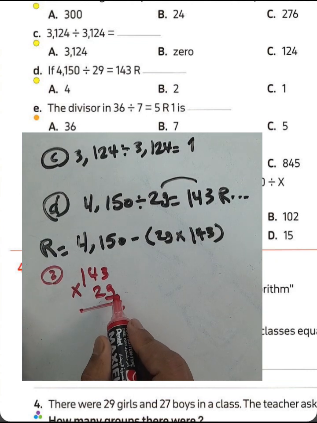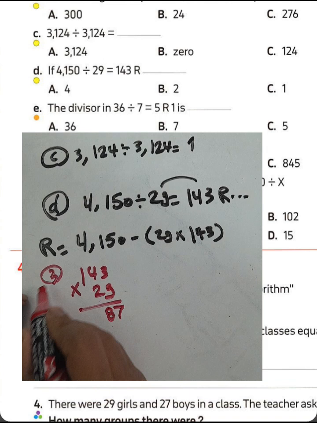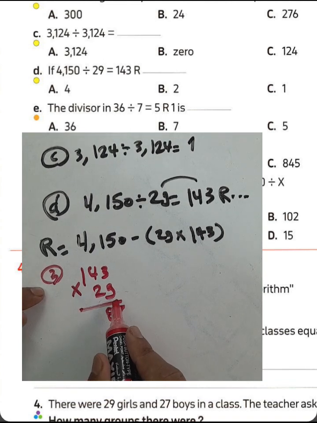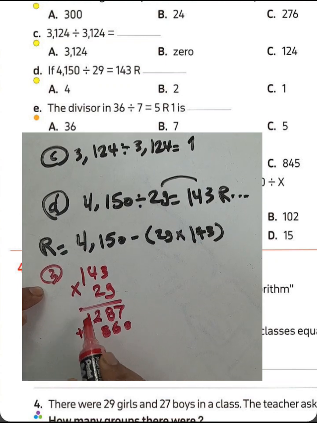4 times 9 equals 36. 36 plus 2 equals 38. Write 8 and carry 3. 1 times 9 equals 9. 9 plus 3 equals 12. And then put 0. 2 times 3 equals 6, and 2 times 4 equals 8. 2 times 1 equals 2.